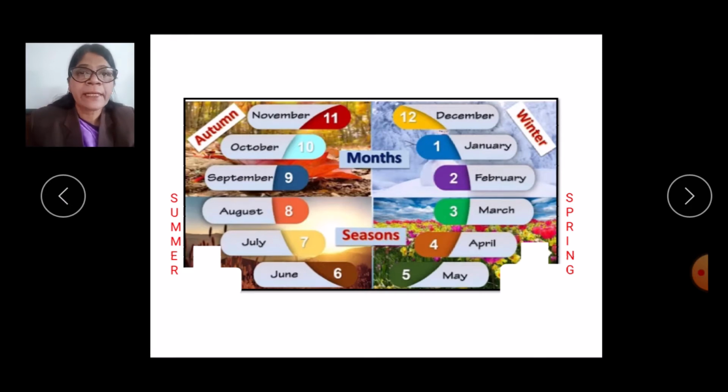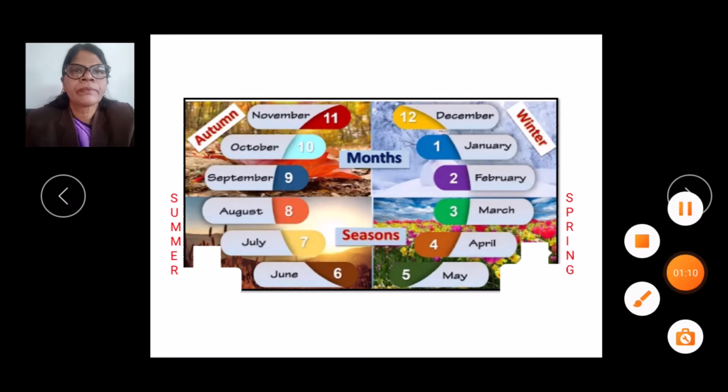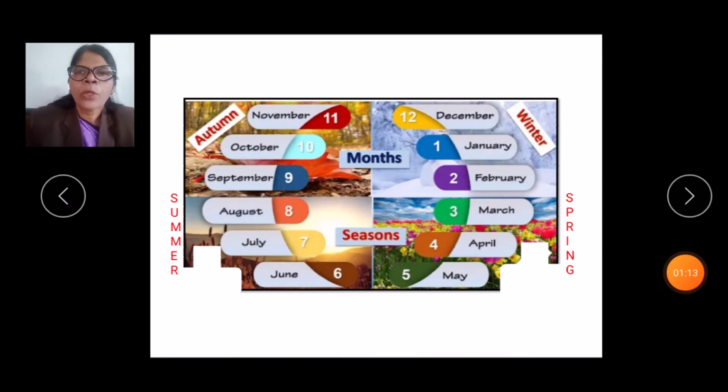So in winter season, it is very cold, children. In spring season, the flowers bloom. In summer season, it is very hot. And in autumn season, the months are September, October and November. So see, children, it is divided. Winter season here, spring, summer and autumn.